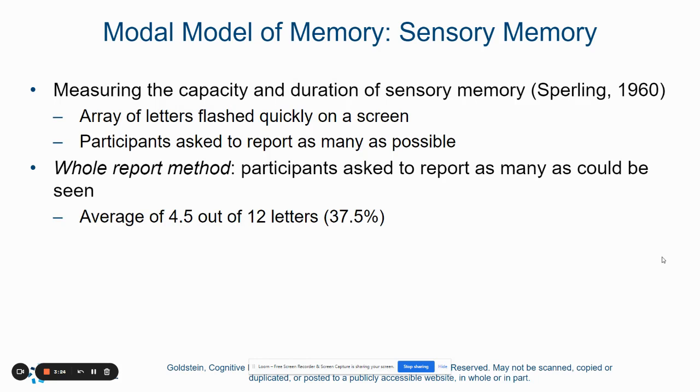If we want to measure the capacity and duration of our sensory memory, we can look at how letters flash on a screen. You can report how many of them you see. There was a study done where participants were asked to report as many as they could see during a research study by Sperling in 1960, and most people averaged about 4.5 out of 12 letters that were flashed on their screen.